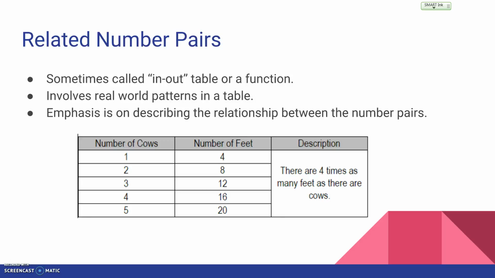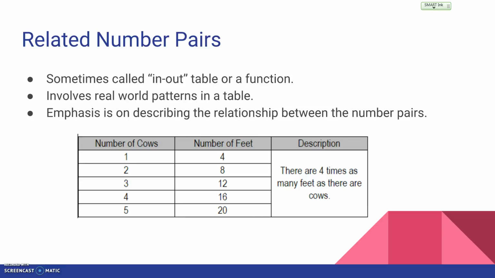So for instance, if I see one cow, I'm going to see 4 feet. If there are 2 cows standing together, I'm going to see 8 feet, and so on. So they need to be able to work with those numbers and to fill in missing numbers on the chart. But more importantly, they need to be able to describe the relationship between the number of cows and the number of feet. So they could say there are 4 times as many feet as there are cows.